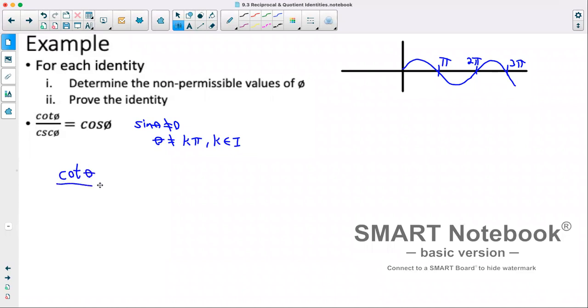cotangent theta over cosecant theta equals cos theta. Now, I'm going to start with this side of the equation because it looks more complex and I want to simplify it. Cotangent, I can use 1 over tan, or I can use cos over sine. Now, because this deals with sine, I'm going to use cos over sine. So cotangent theta becomes cos theta over sine theta. Meanwhile, cosecant is 1 over sine theta.